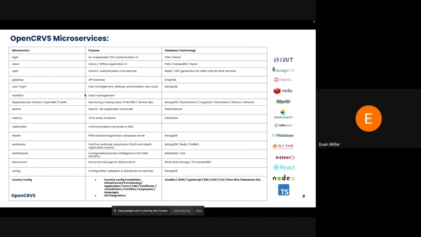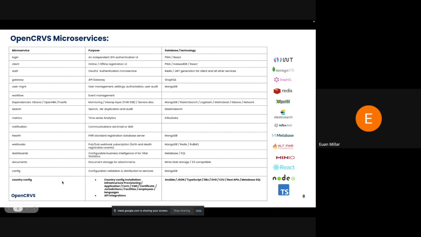And this is a list of OpenCRVS services. One of them, config. This is a service which distributes the country configuration to all other services. Rather than configuring each service individually, we have a service which is dedicated to distributing a configuration across all the other services. And that brings us to the final service I want to talk about, which is the country config service.